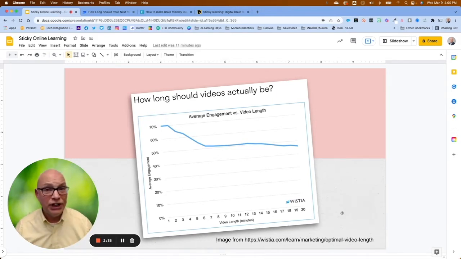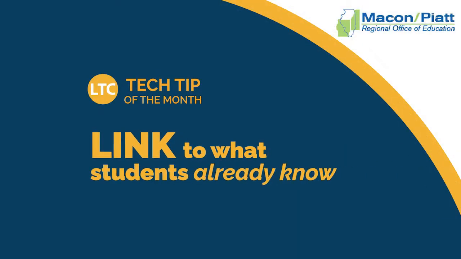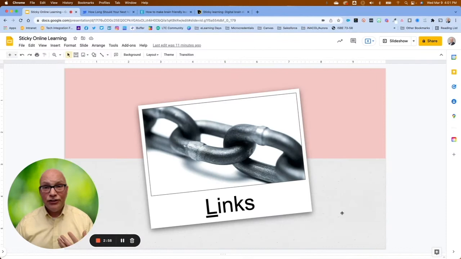So what can we do to grab their attention and hold them for the length of time that we need them to be learning? Well, think of the acronym LEARNS: links, emotions, anchors, repetition, novelty, and story. Links, make sure you're linking to what students know and what is important to them.